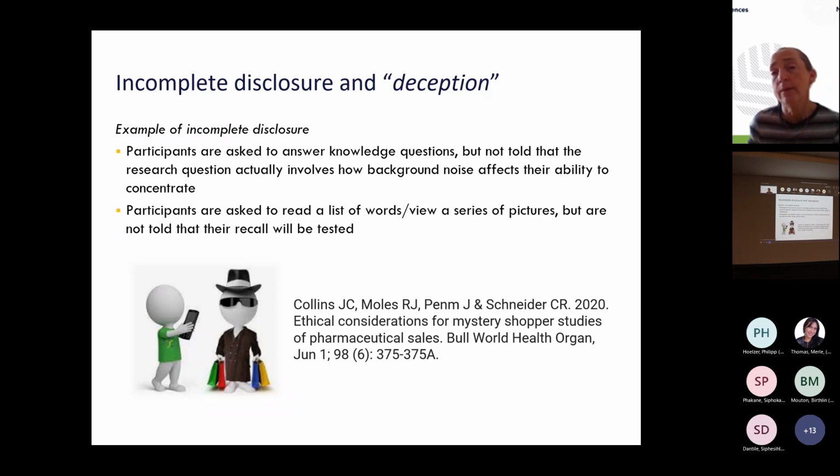It can distract a person when you need to concentrate on asking questions. So if the study is about that, then that may be acceptable for approval by an ethics committee. Also, sometimes we want participants to read a list of words, view a series of pictures, but actually we want to test their memory, their recall, but we don't want to tell them that up front. Okay, so it's incomplete disclosure, because if we reveal that part of the study, we're not going to achieve the objectives of the study.